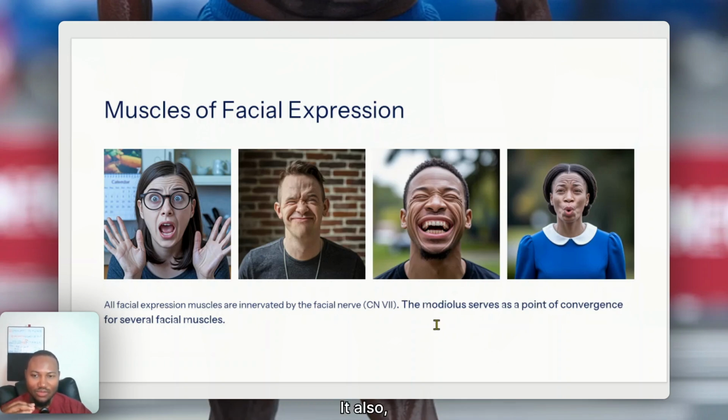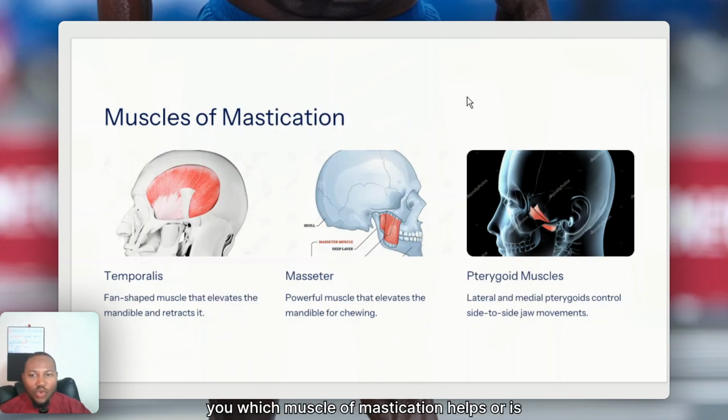Extremely important. Also, they can ask you which muscle of mastication is responsible for elevation of the mandible. What is the answer? If you look at it very well, you see that this is temporalis. So temporalis elevates the mandible and retracts it. Masseter is very powerful. And what does it do? It elevates the mandible for chewing. But the major one that elevates the mandible is temporalis, because this can be very confusing.